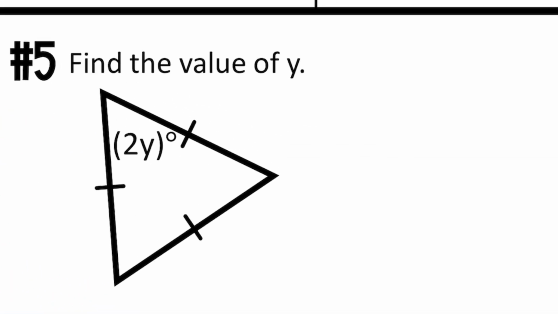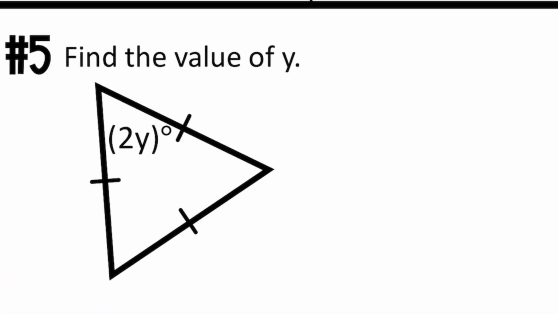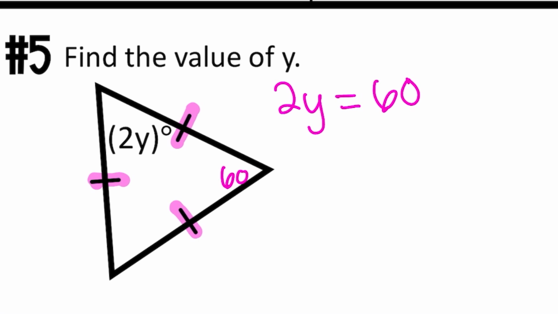So because I know that number 5 says to find the value of y, because I know that this is an equilateral triangle, how do I know that? Well, these sides are all marked as congruent. Because I know one angle is 2y, I can say 2y equals 60 because I know that every angle in an equilateral triangle is 60. You also could have done what we did on number 4, where we could say 2y plus 2y plus 2y equals 180. Either way, you will get the same answer, so I'm going to divide both sides by 2. Y equals 30.